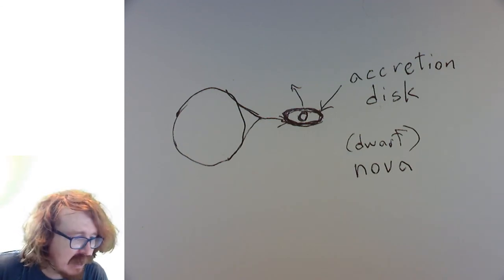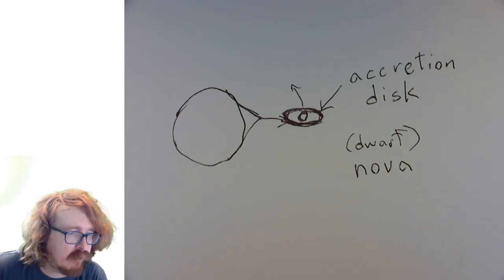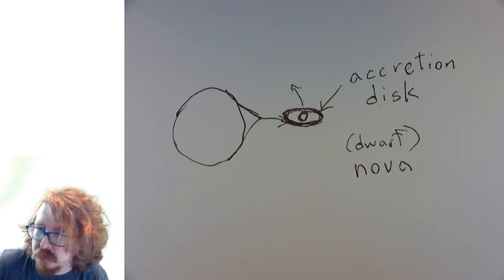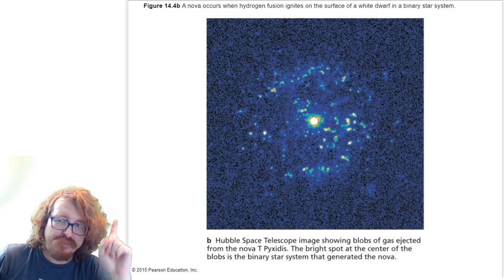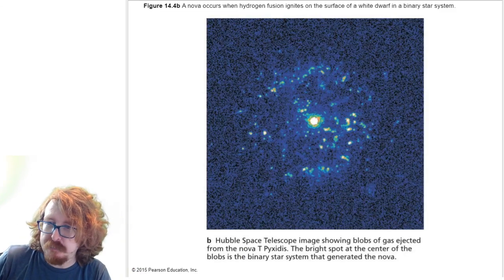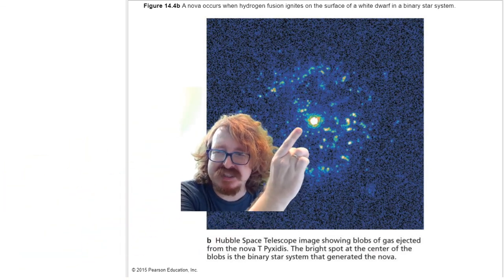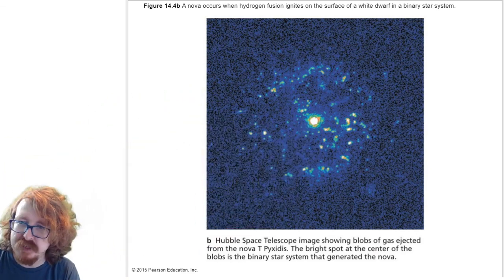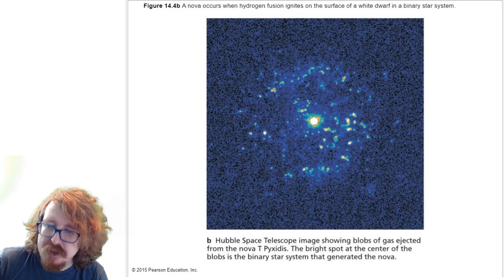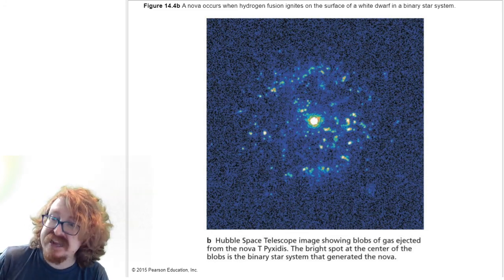I think I have a picture from the book of one of these. Here's a photograph of a dwarf nova from the Hubble Space Telescope. It's not the best picture, but that's the explosion happening right there, okay? And again, this can happen over and over again. Like a cycle, yeah.